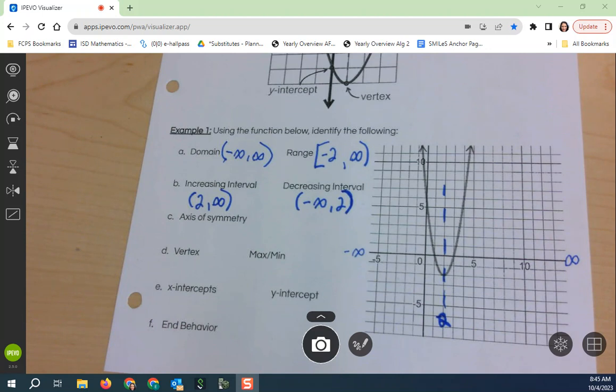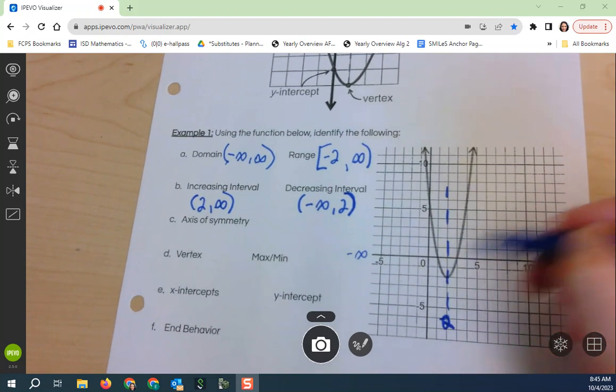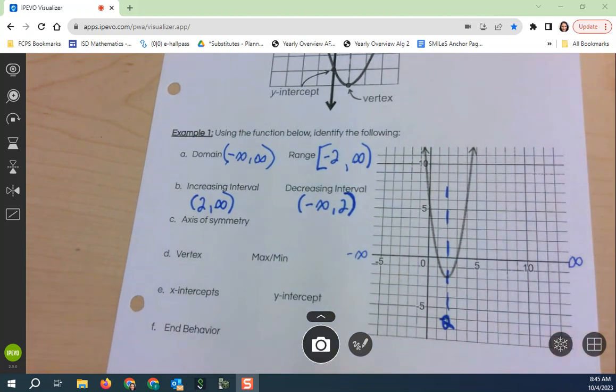Negative. Why is it +2? So we're looking at the x value here, which is +2, not the y value of -2. So for increasing and decreasing, it's always the x value.